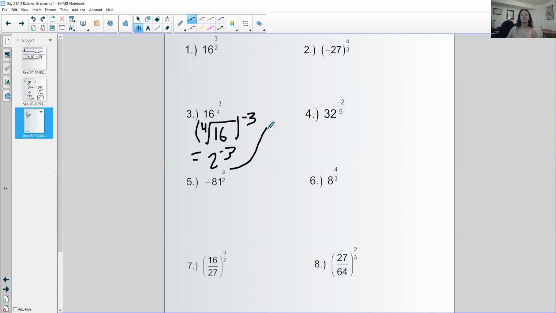I'm running out of room, so I'm just going to continue it here. A negative in the exponent flips the base. So I'm going to take the reciprocal of the base to give me 1 over 2. And now my exponent becomes positive. 1 to the exponent 3 is 1. 2 to the exponent 3 is 8. Remember this 3 applies to everything inside the brackets. And this would be your answer, 1 over 8.